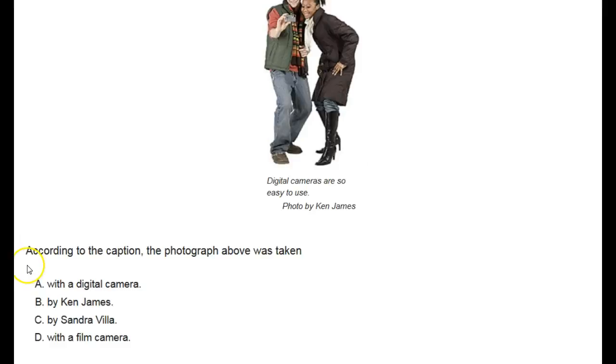According to the caption, the photograph above was taken with a digital camera, by Ken James, by Sandra Villa, or with a film camera. And we know, according to the caption, that the correct answer is B. The photo was taken by Ken James.